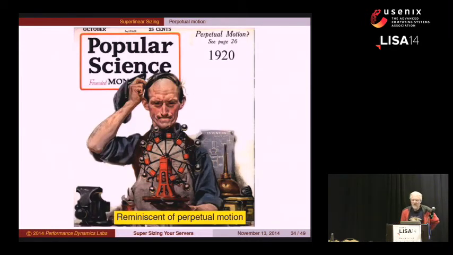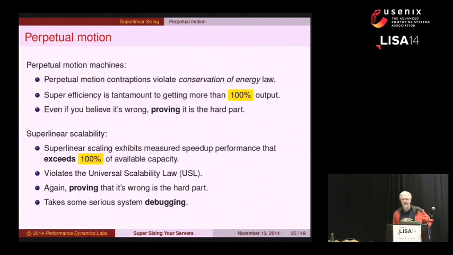This reminds me of perpetual motion. Perpetual motion is something that's been going on for thousands of years. However, more recently, in the last couple of centuries, we have something called the conservation of energy law, which most of us believe in, and I certainly do. And so every perpetual motion contraption, no matter what it looks like or what the claim is about what it's doing, must violate the conservation of energy law. So if you keep that firmly in mind, then there must be something wrong with the contraption, because super efficiency means that it's producing more than 100% output. It's producing more out than you put in, and that violates the conservation of energy law.